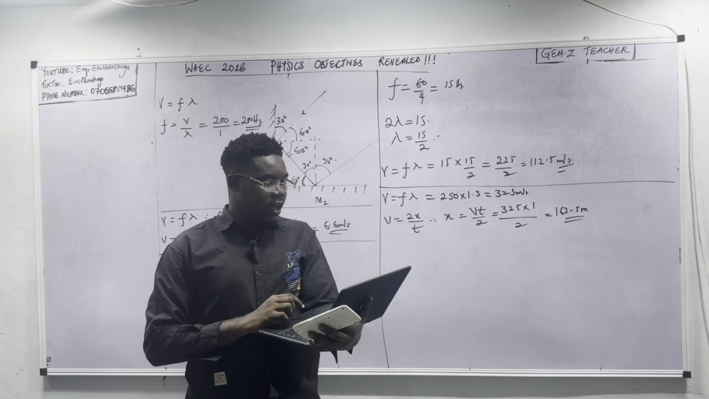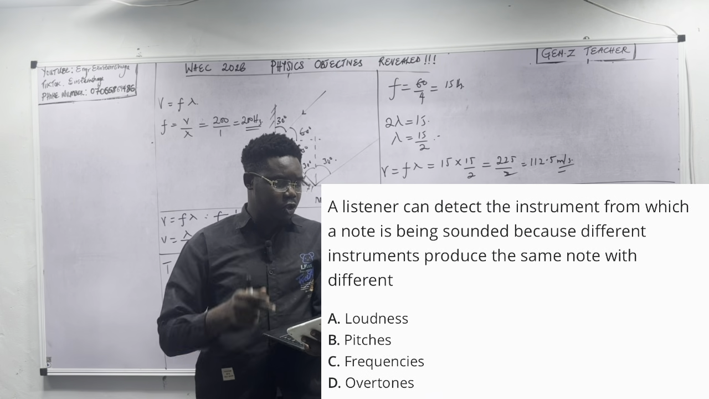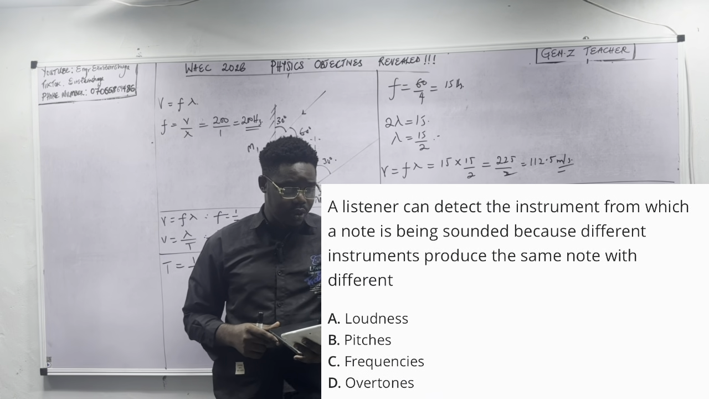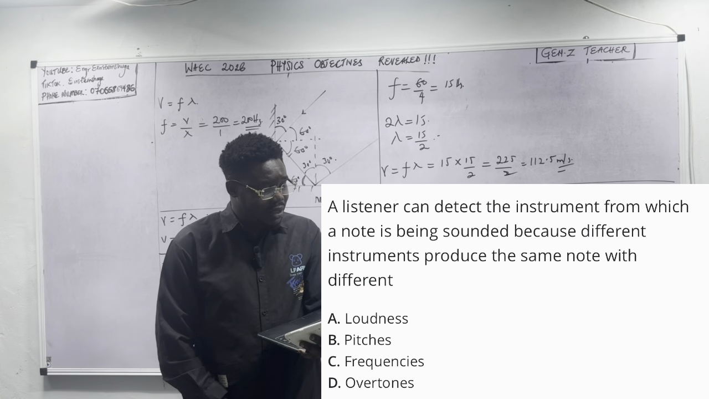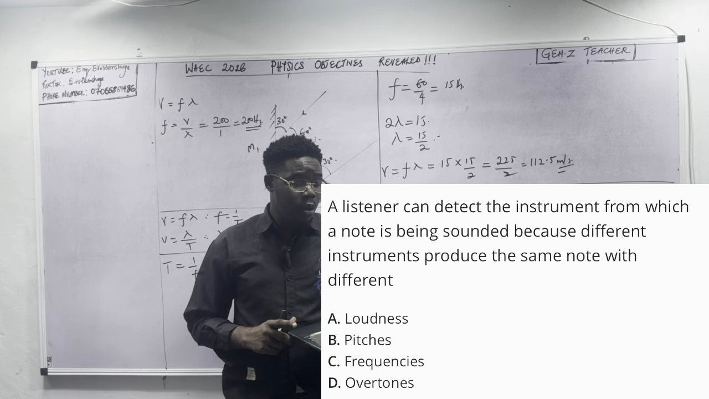Number 34. A listener can detect the instrument from which a note is being sounded because different instruments produce the same note with different dash. The answer should be quality, but it's not in the options.